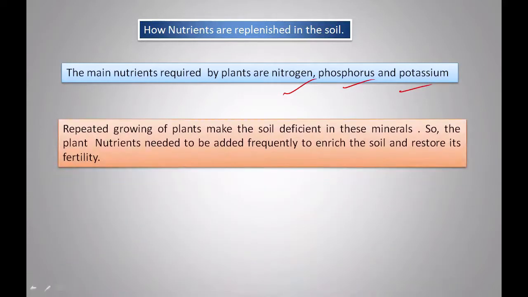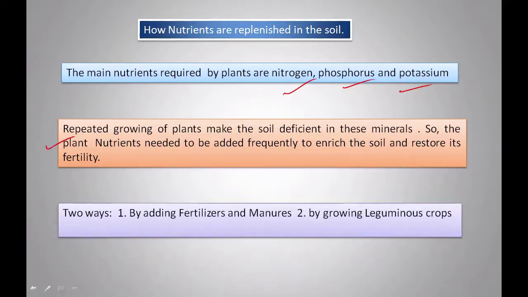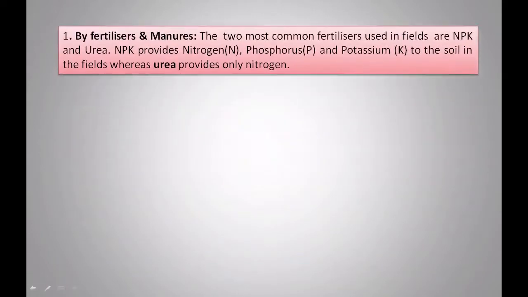Due to repeated growing of plants, the soil becomes deficient in this mineral. So, the plant nutrients need to be added frequently to enrich the soil and restore its fertility. There are basically two ways by which this can be done: by adding fertilizers and manures, and by growing leguminous crops.